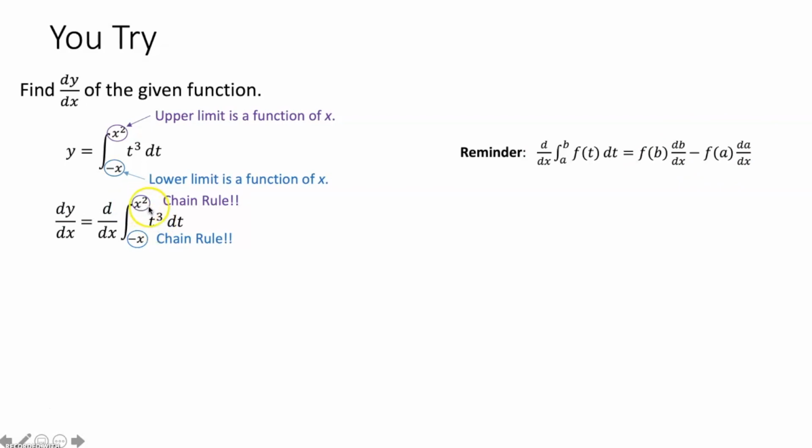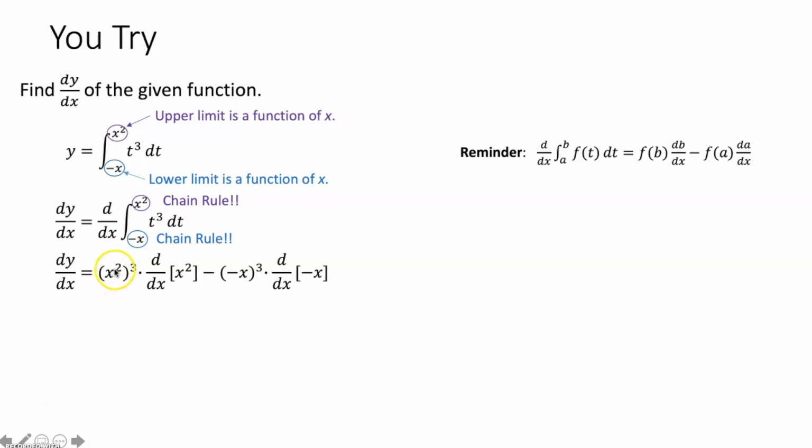So it's going to be x squared to the third power. Then we're going to multiply that by the derivative of our upper limit of integration based on the chain rule. Then we have to subtract when we plug in our lower limit of integration to our function for that dummy variable. So we're going to plug in negative x for t here. Then we have to multiply that by the derivative of our lower limit of integration because of the chain rule.